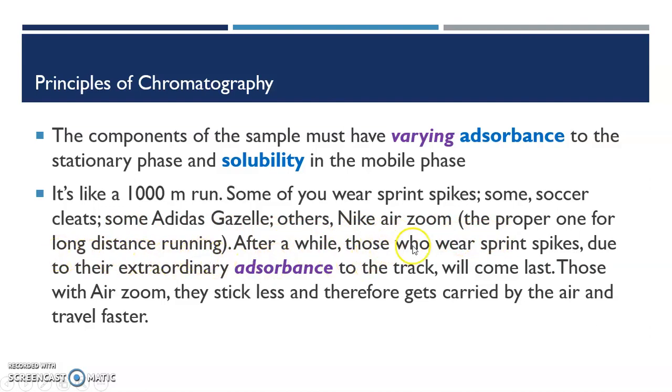So after a while, those who wear sprint spikes, due to their extraordinary adsorbance, because it literally goes into the track, they will come up last because they have great adsorbance to the track, in this case, which is the stationary phase. Those who wear Air Zoom, because they stick less, and therefore they get carried by the air and travel faster. Does that make sense? So if I were to separate a group of students running on track, then this is how they are separated. If you are stickier to the track, you come in last. If you are more light and bouncy, then you come first.